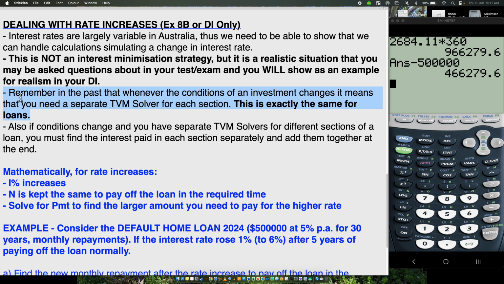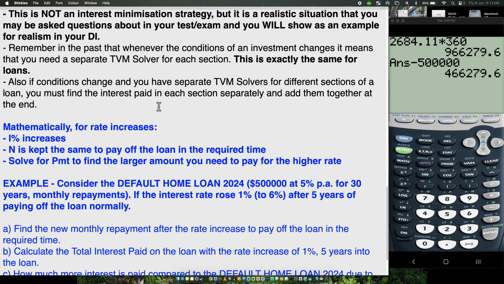Remember in the past that whenever the conditions of an investment change, it means that you need a separate TVM solver for each section. This is exactly the same for loans. So every time an interest rate changes, you need another TVM solver. Let's say you're paying off the loan normally for like 10 years and the interest rate goes up. Well, you're going to have a TVM for the first 10 years and a TVM for after the interest rate changed. You must find the interest paid in each section separately and add them together at the end.